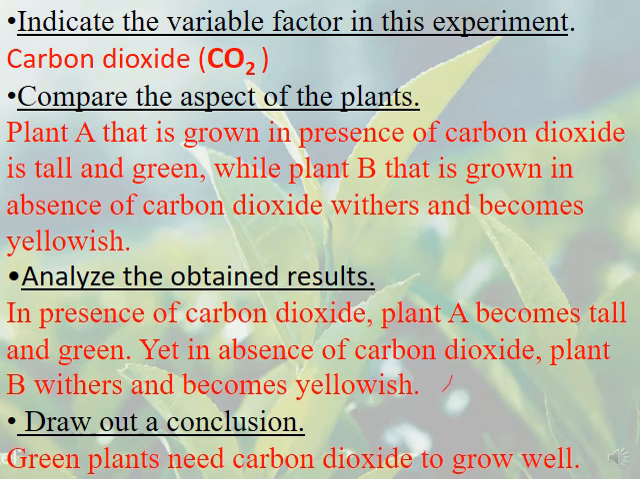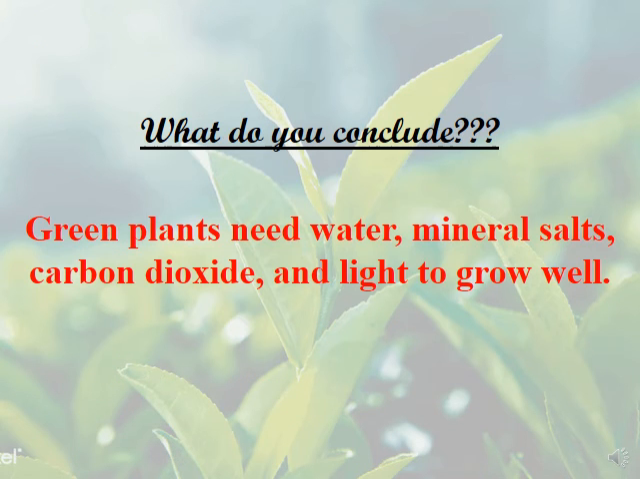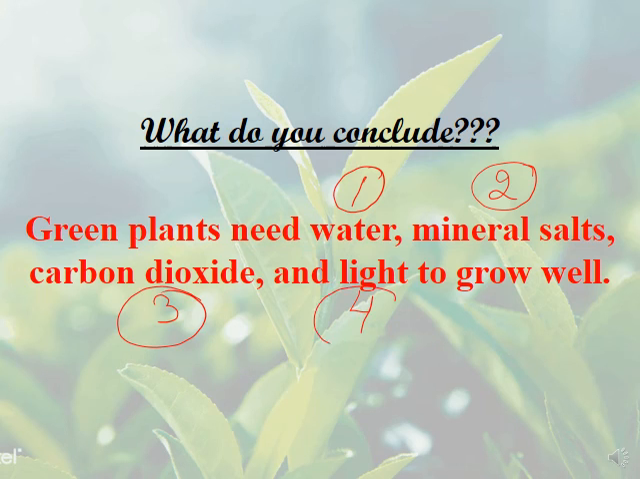So the fourth conclusion here: the green plants, what do they need? They need carbon dioxide in order to grow well. So can you conclude? We can conclude that green plants need water, they need mineral salts, they need carbon dioxide, and they need sunlight to grow well. These are the four important elements for the growth of green plants.